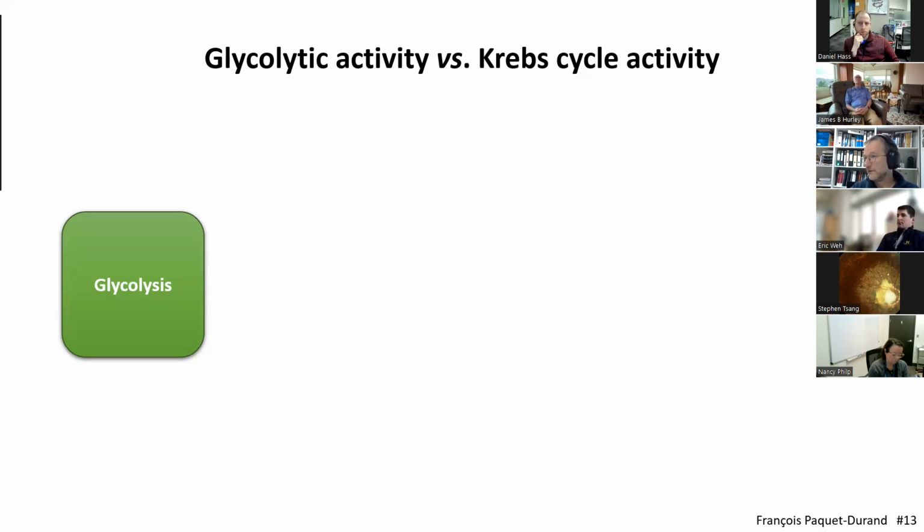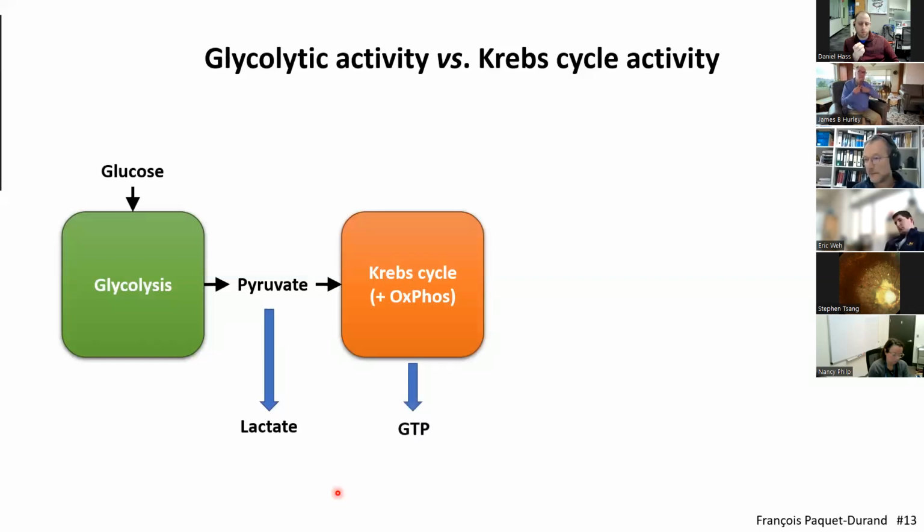Glycolytic activity, and how does this relate to the Krebs cycle? Of course, glucose is split into pyruvate, and this can be converted into lactate in aerobic glycolysis, or it can enter the Krebs cycle. One of the key metabolites that comes out of the Krebs cycle is GTP, which can only be produced in significant amounts by the Krebs cycle and a specific enzyme, succinate ligase, or it can be generated from excess ATP by an enzyme called NDK. But that requires that you have an excess of ATP.